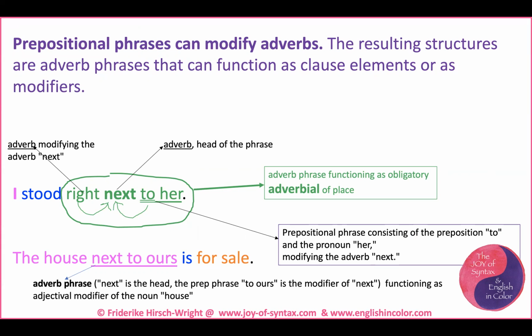So we have to her, a prepositional phrase modifying an adverb. And so it's a complex structure, and together right next to her, this adverb phrase functions as adverbial of place in the sentence, I stood right next to her.